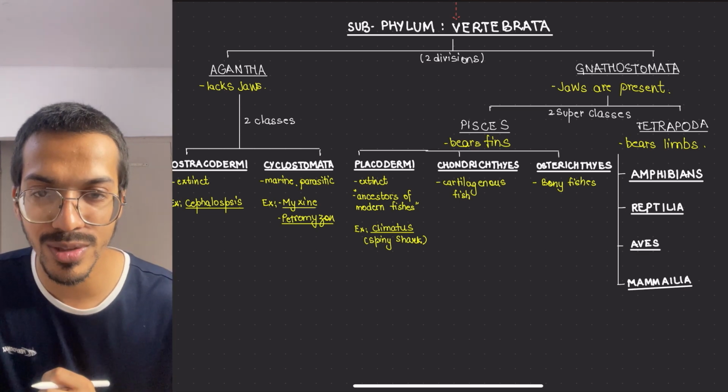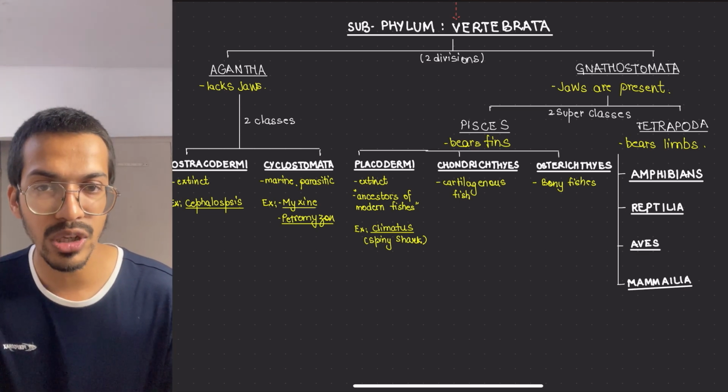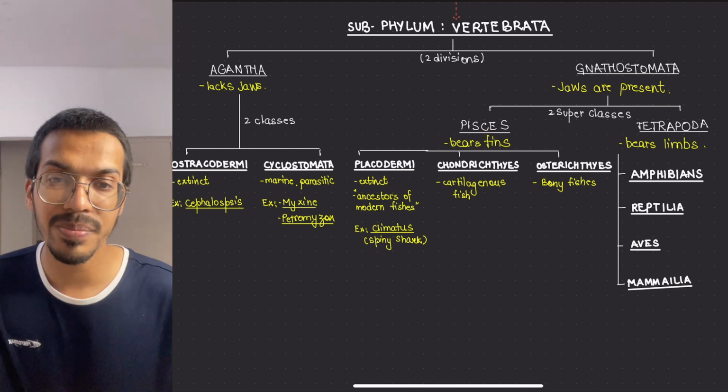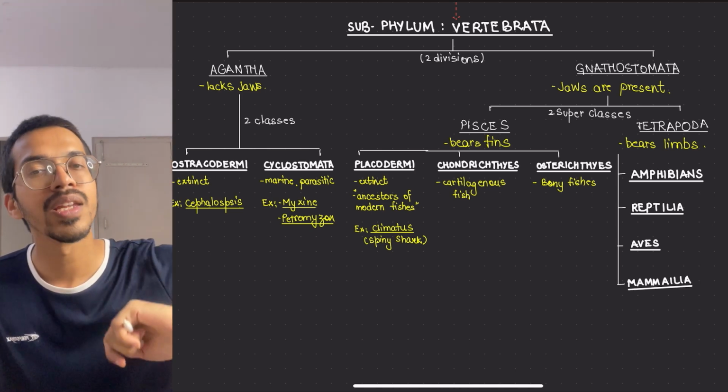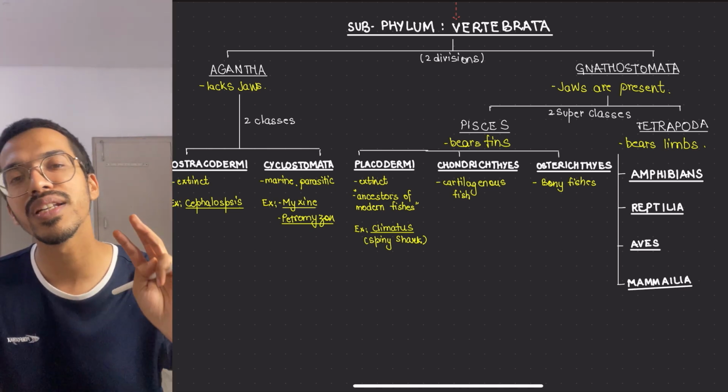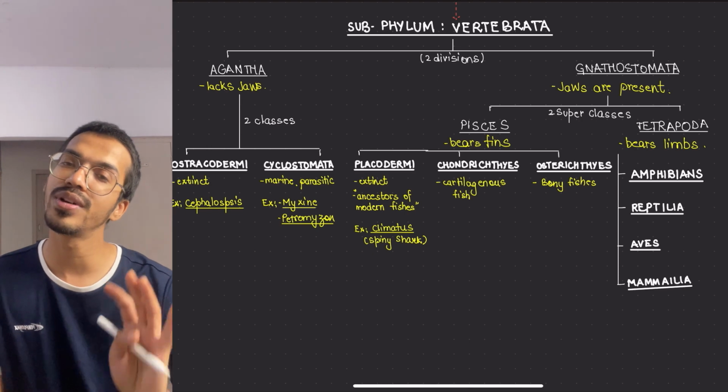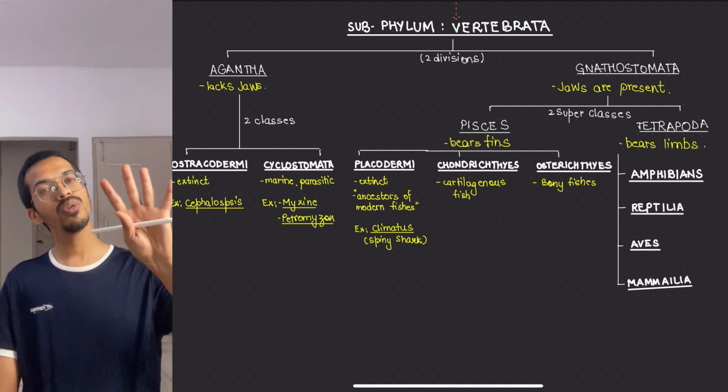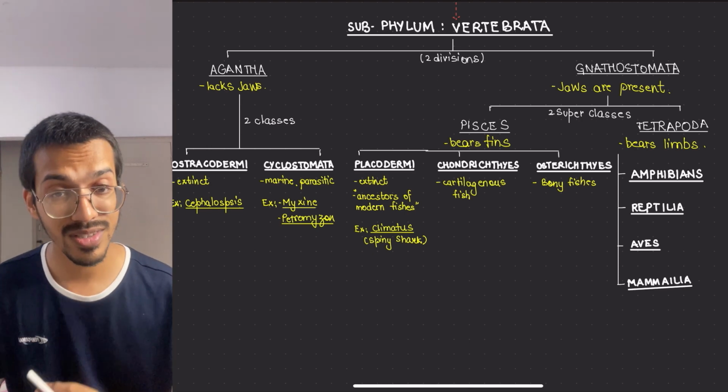Okay, what are the classes present over here? Number one is Amphibia, number two is Reptilia, number three is Aves, and number four is Mammalia. We belong to mammals. Till here we have to study.